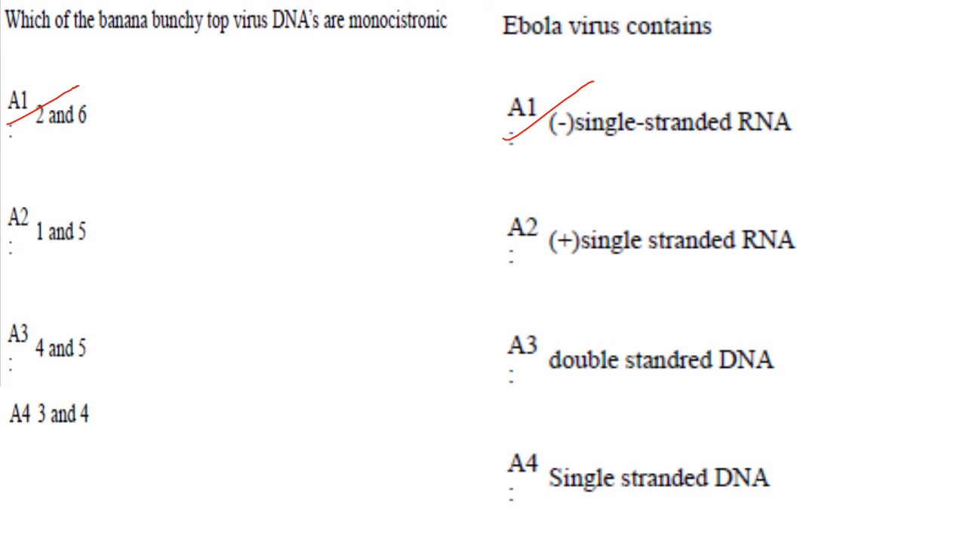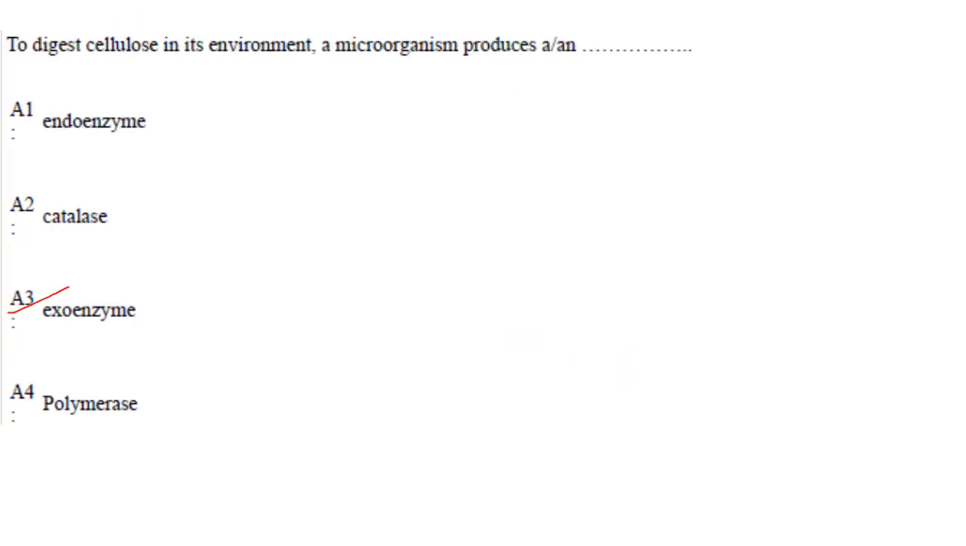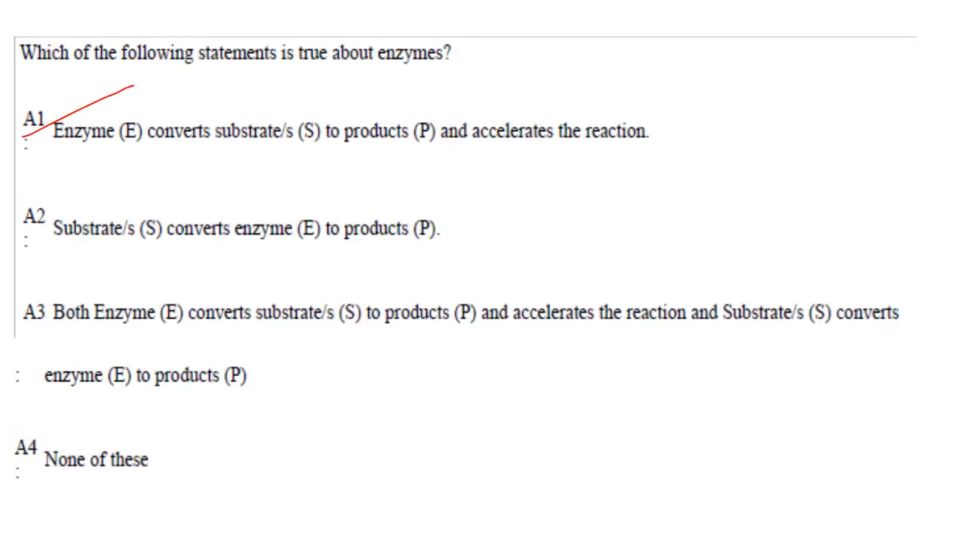So, Ebola virus contains negative single-stranded RNA. Answer is A, 1. To digest cellulose in its environment, a microorganism produces an. So, it produces an exoenzyme. Answer is option 3. Then, which of the following is true about enzymes? Enzyme converts substrate to products and accelerates the reaction. That is correct. Substrates convert enzyme to products.